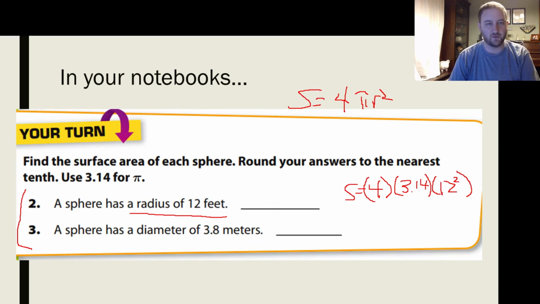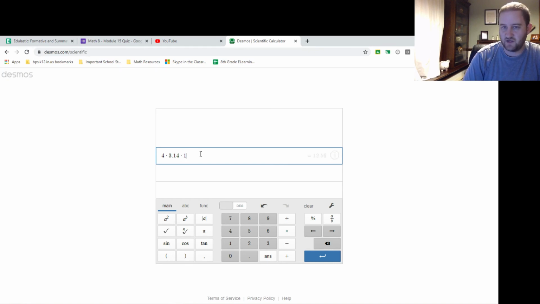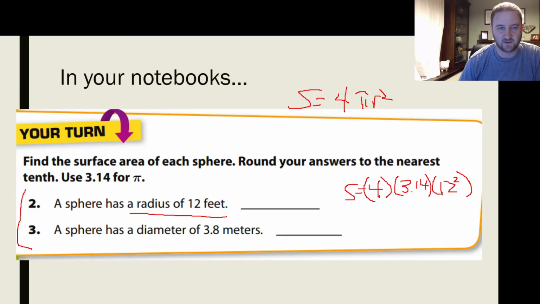So let's go over to Desmos. We're going to get rid of this 3 and change our radius to 12 times 12. And it's 1808.6. Our label here is feet squared.